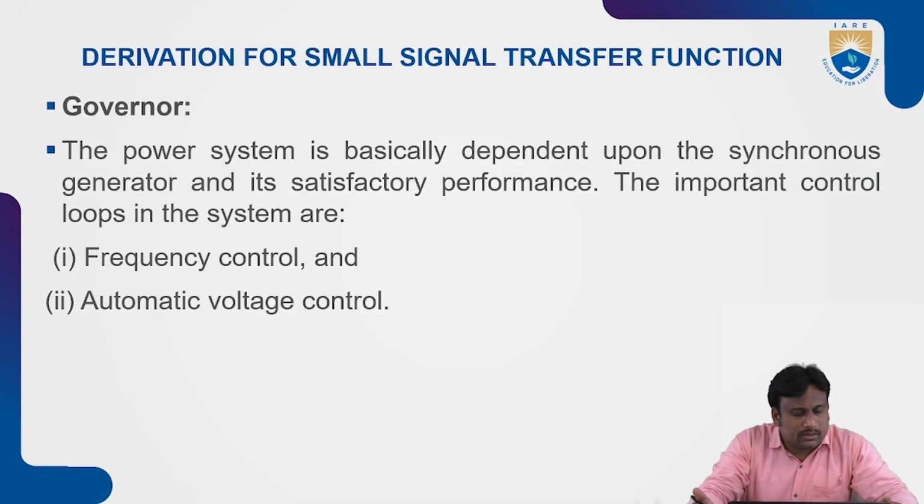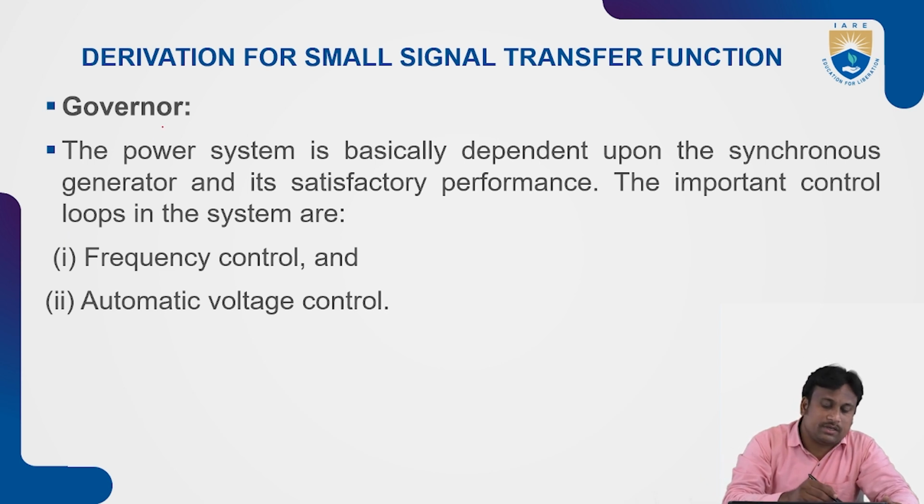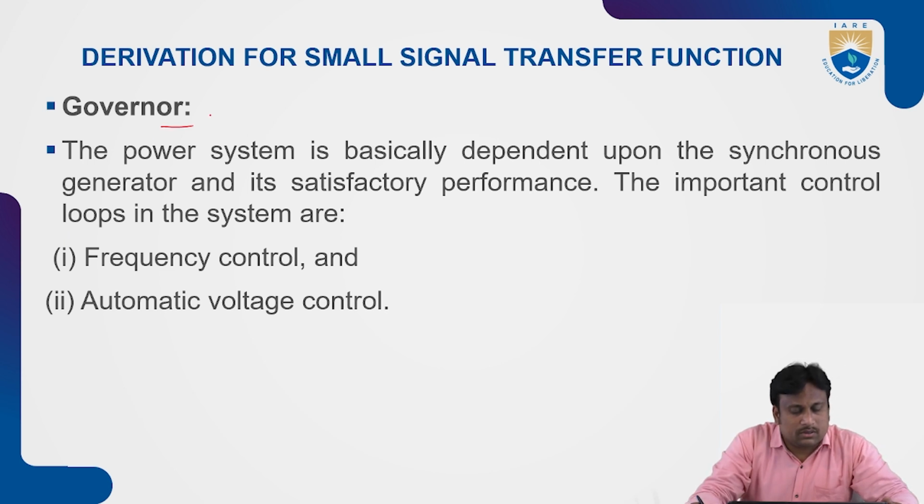So once again, coming to this topic, the small signal transfer function derivation, here we are going to discuss some key points regarding the speed governing mechanism. The first one is the governor. We already discussed this governor mechanism.